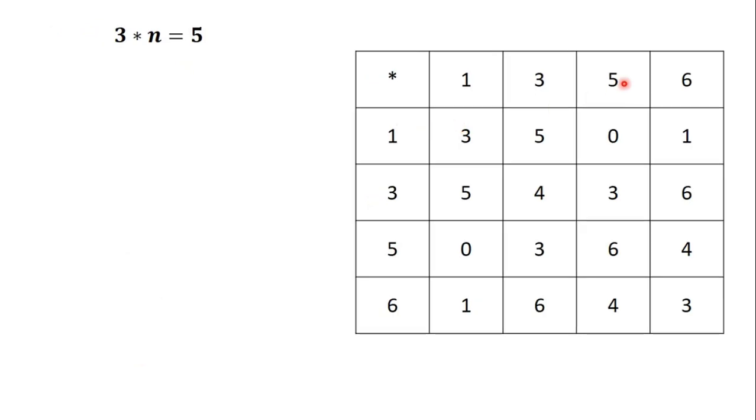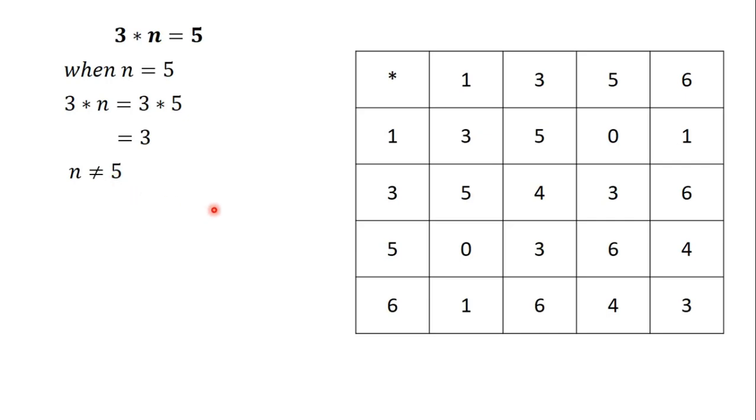Let's try the next one, 5. When n is equal to 5, the expression 3 star n will become 3 star 5. From the table, 3 star 5 will give us 3. So 3 star 5 is 3. But from our equation, we know that 3 star n should give us 5. When n is equal to 5, 3 star 5 is giving us 3. That means that n is equal to 5 will not satisfy the equation. So n is not equal to 5.